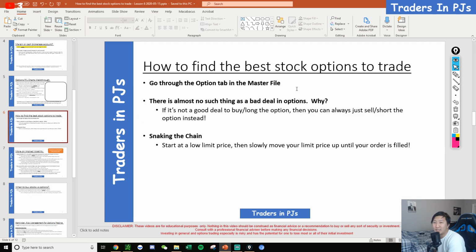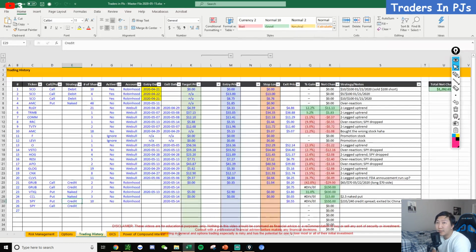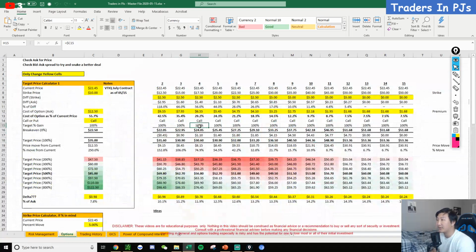Understanding that concept is extremely important because now we're going to talk about buying options. My tool is purely for the buy side, but in a way it can be indirectly used for the sell side, but we aren't going to be talking about that until a future lesson. So let's go through the options tab on the master file. Hopefully you guys have all downloaded it from the link in the description below. Let's do that right now. Let's open the master file here and go to the options tab, and this is it.